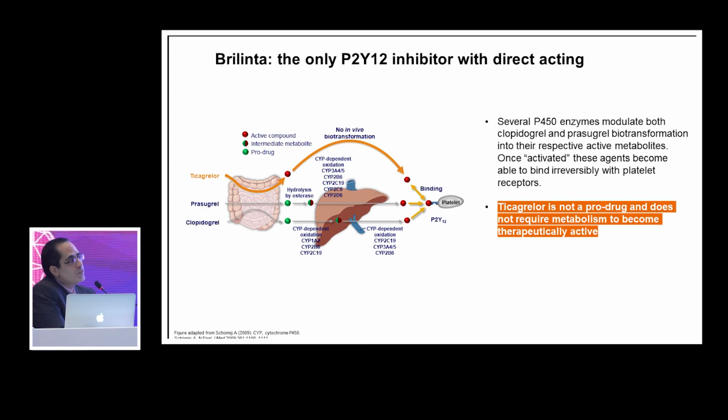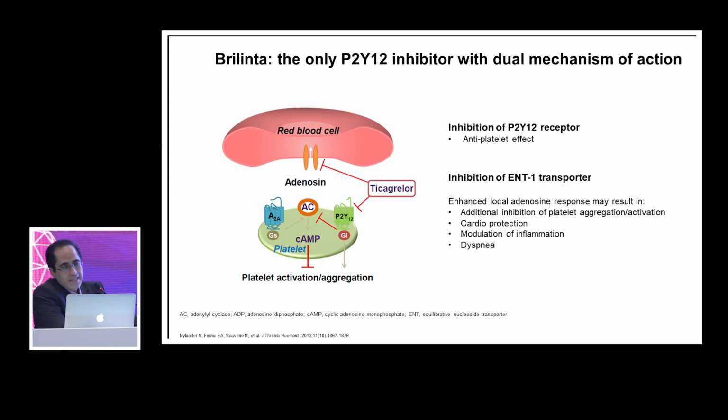That's why we must use the most potent antiplatelet treatment, such as Ticagrelor. Ticagrelor is the only P2Y12 inhibitor that is direct acting. Ticagrelor is not a prodrug. It does not need to go to the liver, okay? It does not require metabolism to become therapeutically active, so it works immediately after taking the tablet.